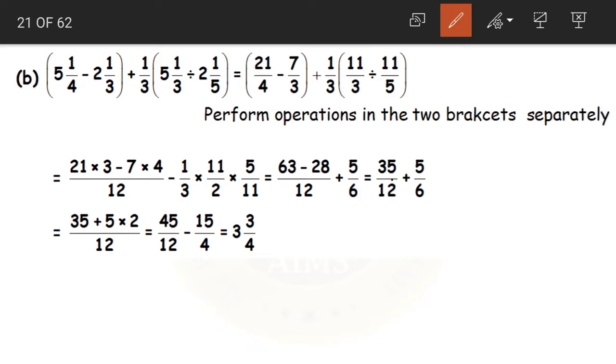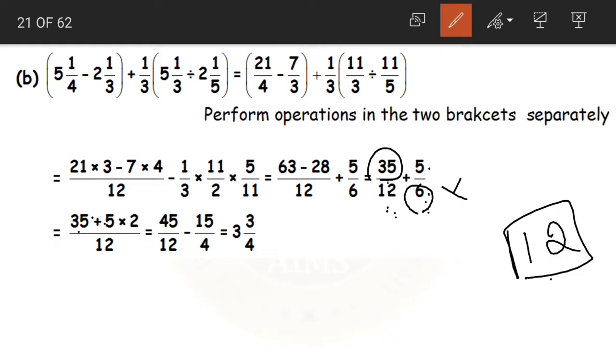Clear? Now moving on. We have 35 in the numerator and 12 as the denominator. The LCM is already 12, right? So no need to change the numerator here. 35 as it is. Now coming to the next fraction, 5 by 6. 6 is the denominator here. We know that 6 2s are 12, so we multiply the numerator by 2 as well: 5 into 2 whole divided by our LCM 12.